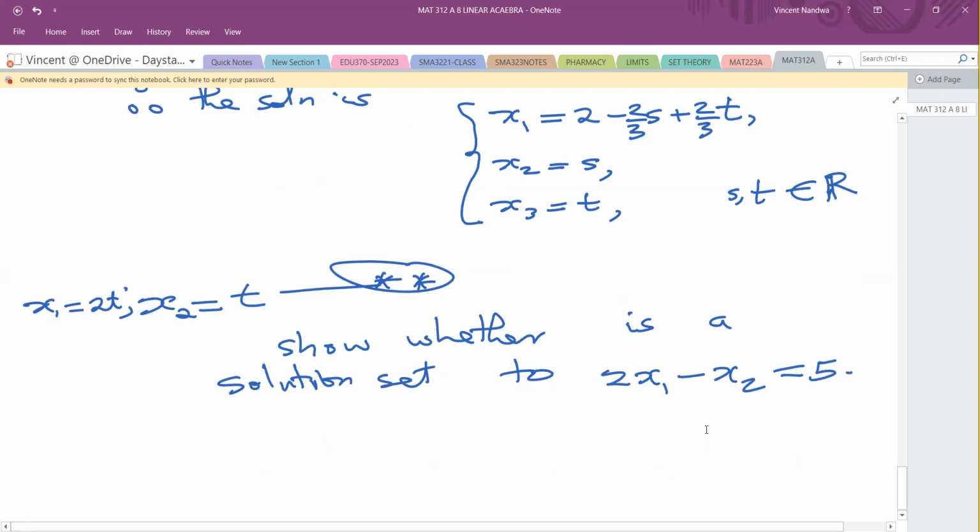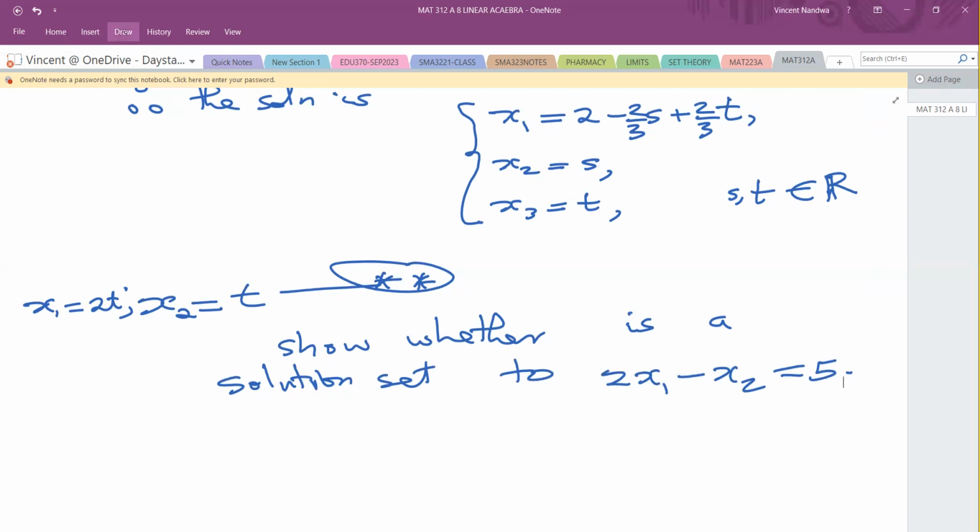So in such cases, what you do is use the values given for x1 and x2, the expressions given in terms of the parameters, replace them into the equation, do the substitution and simplify. If the left-hand side and right-hand side of the equation give the same number, fine. If they are different, then you say that they don't give the parametric solution to the given equation.